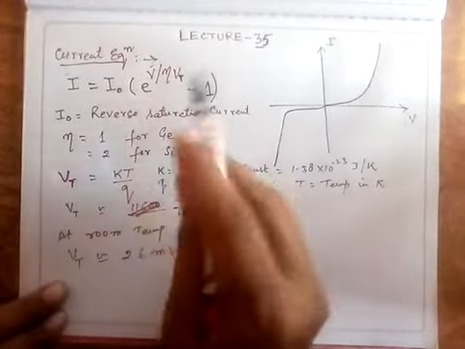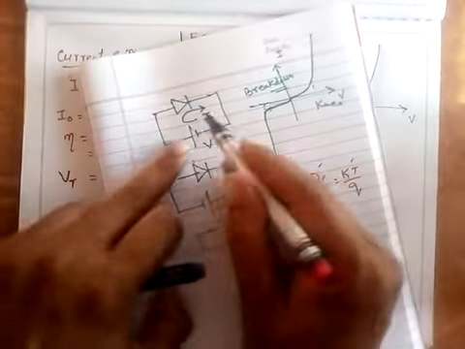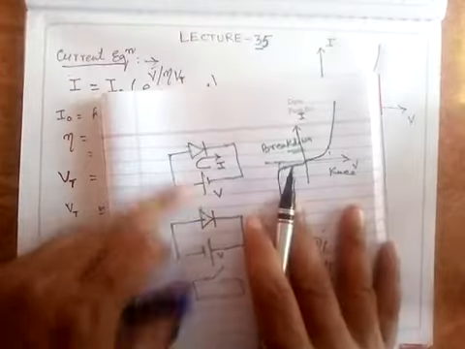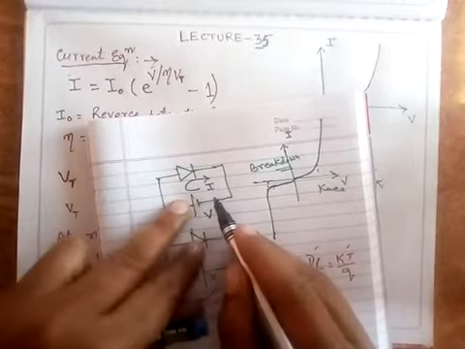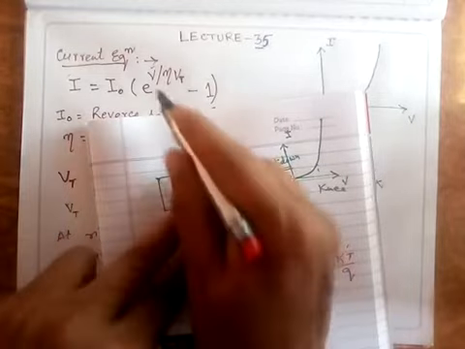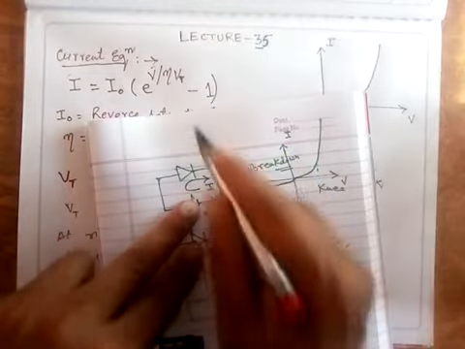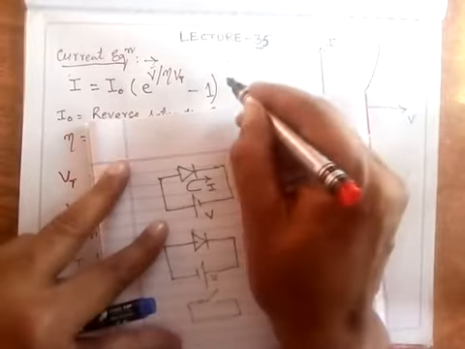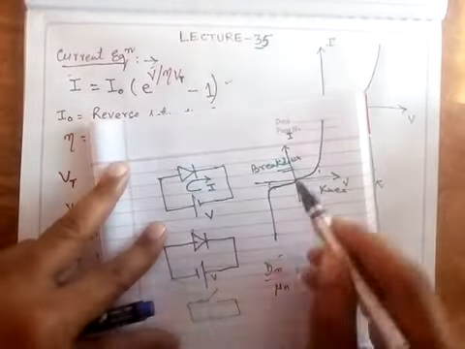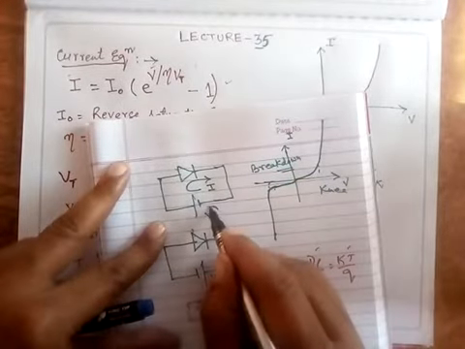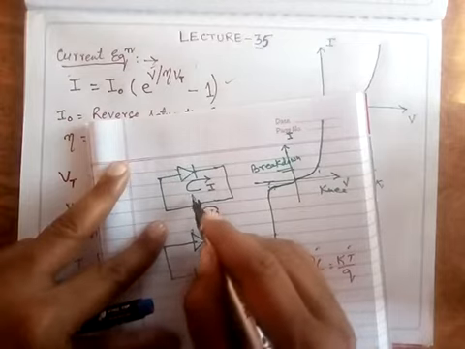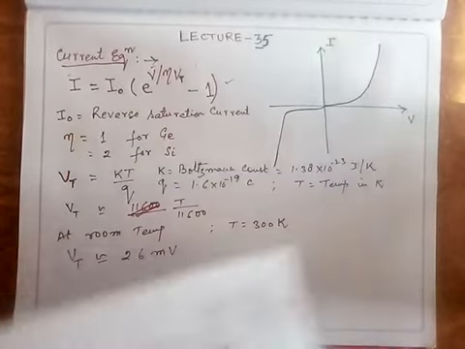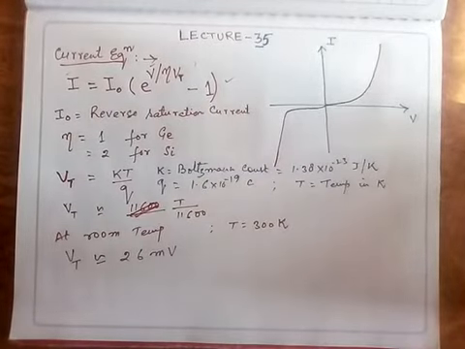So this is the current flowing through a diode. If a forward voltage of V is applied across this diode, and the current flowing is I, then it is given by I is equal to I naught, of course this I naught is the current due to minority charge carriers, into e to the power V upon eta Vt minus 1. We will not go through the derivation of that, it is not part of your syllabus. But the equation you must know: this is the current flowing through any diode when a forward voltage V is applied by a battery.